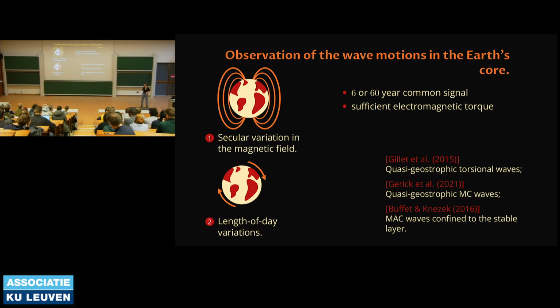And what's usually being done is that you have the magnetic field near the core-mantle boundary, and people invert that, using some assumptions, and then try to see if it matches some common signal in the length of day variations, so the change in rotation of the Earth. Especially, what we are looking for is a 6-year signal, which is common between the magnetic field and the LOD variations, and a 60-year signal, a bit longer.